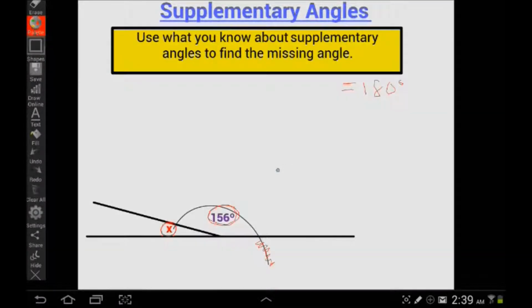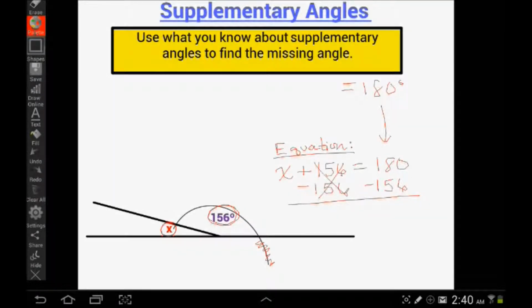So to set this up, again, we're going to set up an equation, x plus 156 degrees equals, and what do supplementary angles add up to? They add up to 180. So there's our basic equation. So like I said, be prepared to set up an equation for these kind of problems. I know you're thinking, I can just do 180 minus 156 and be done with it. But the more you practice this, the better you're going to get at it. So we're going to do minus 156 from both sides. These cancel each other out. You're left with x equals, and whatever 180 minus 156 is, and that comes out to 24 degrees.